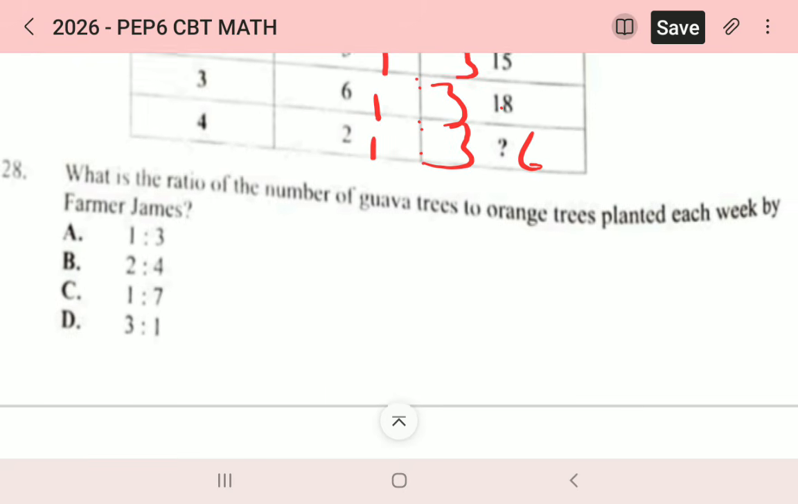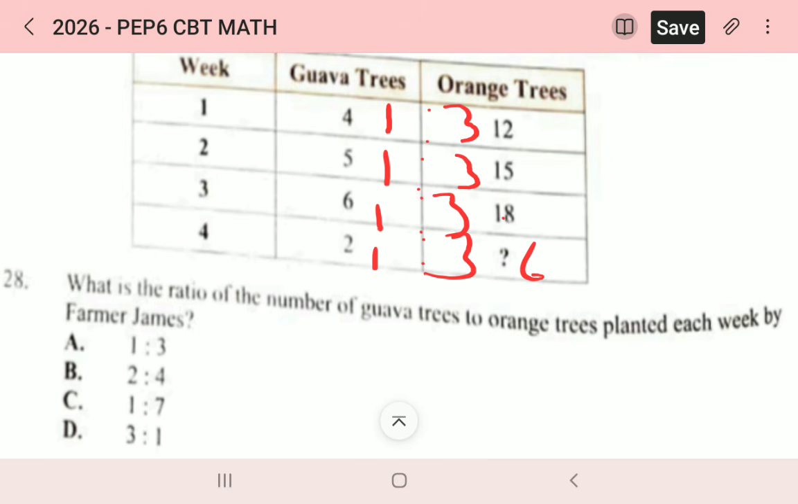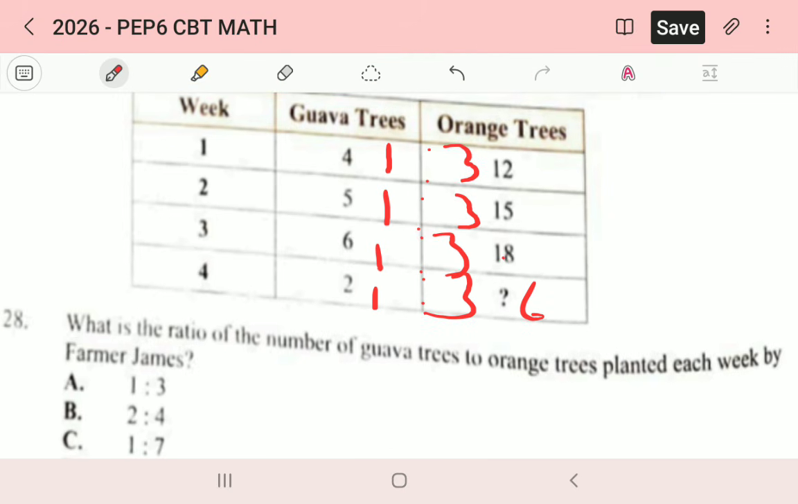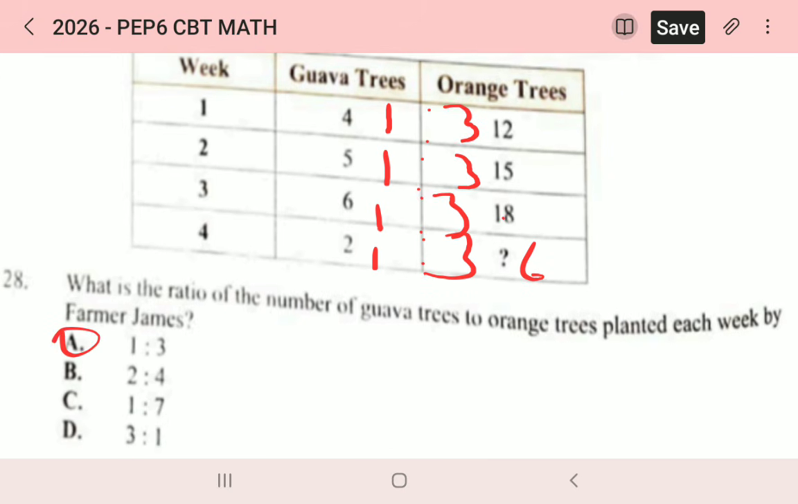Let's see. Oh, they're asking for the ratio. This teacher just loves to work out things, you know. So it's 1 to 3. Ratio is 1 to 3.